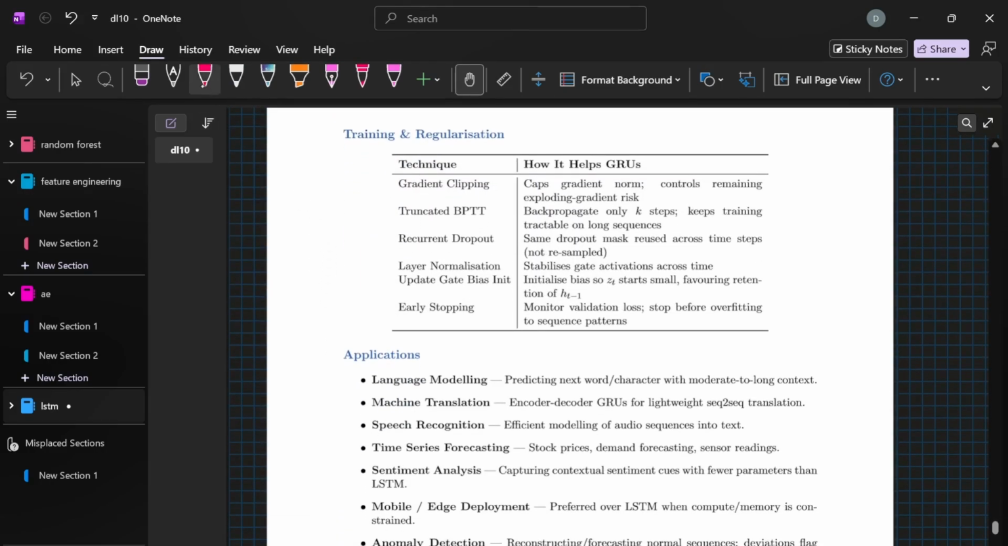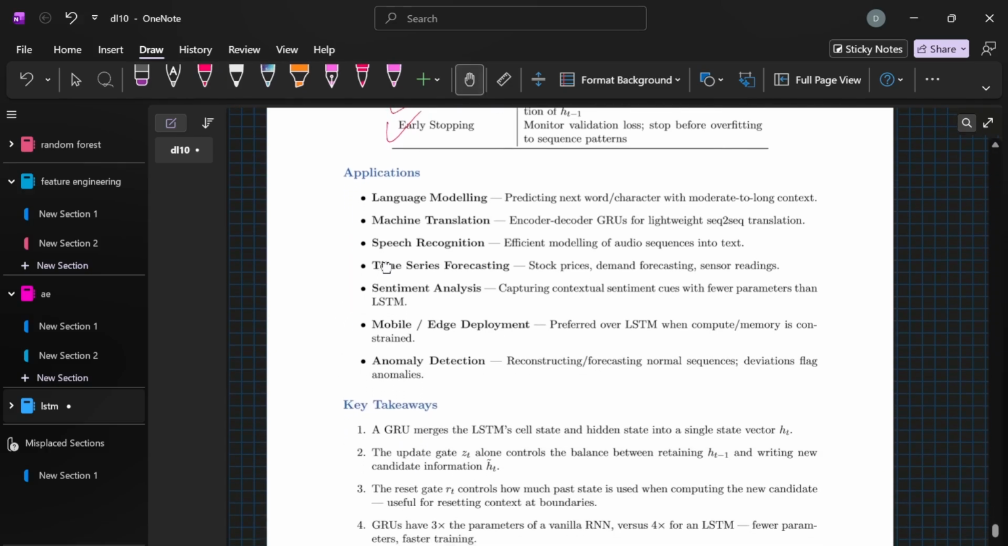For example, the gradient clipping that we have already discussed, and truncated BPTT, which backpropagates only k steps at a time, keeping training tractable on long sequences. Then we have recurrent dropout: the same dropout mask is reused across the time steps instead of resampling each time. Then layer normalization, which stabilizes the gate activations across time. Then the update gate bias init, which sets z of t to start small so the model favors retaining h of t minus 1 early on. Then we have early stopping: keep an eye on the validation loss and stop before you overfit to the sequence.